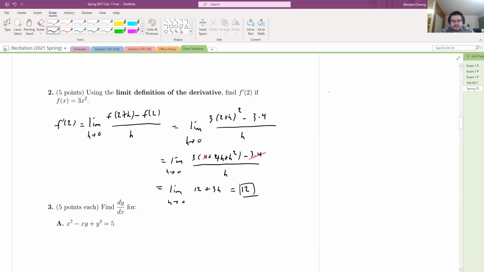And for this, I may as well just double check that this is the right answer. So 6x evaluated at x equals 2 gives me 12. So yeah, good.